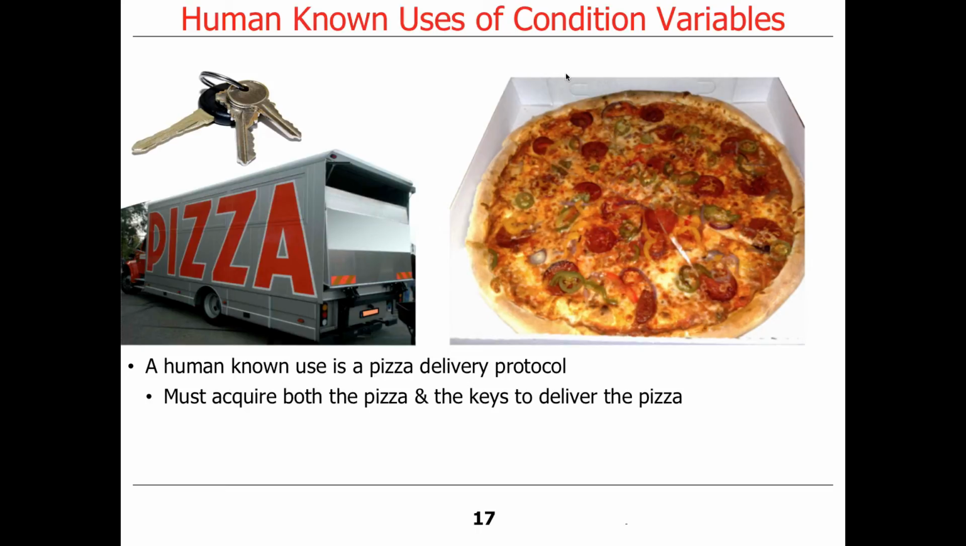And in order to be able to deliver a pizza in a delivery truck, you need to have a pizza and you need to have the keys. So you need to wait for two things, two resources, pizza and keys. But those are independent resources. So when a person comes back from delivering a pizza or pizzas, they put the keys back on a hook and they ring a bell. And then everybody wakes up and they all try to grab the keys. So you have to get the keys and the pizza.